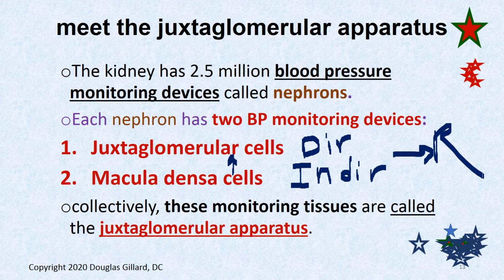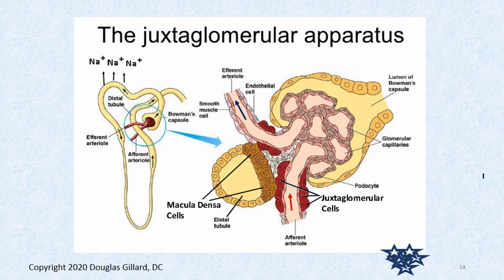Okay? Simple question. What does the juxtaglomerular apparatus include? What two cell types? Juxtaglomerular cells, macula densa cells. And here's where they live. So in the distal convoluted tubule, you can see that it goes right between the afferent and efferent arteriole. And if we blow this region up, there is the distal convoluted tubule, the distal tubule, aka. But you can see it's lined with these cells. These are the macula densa cells.